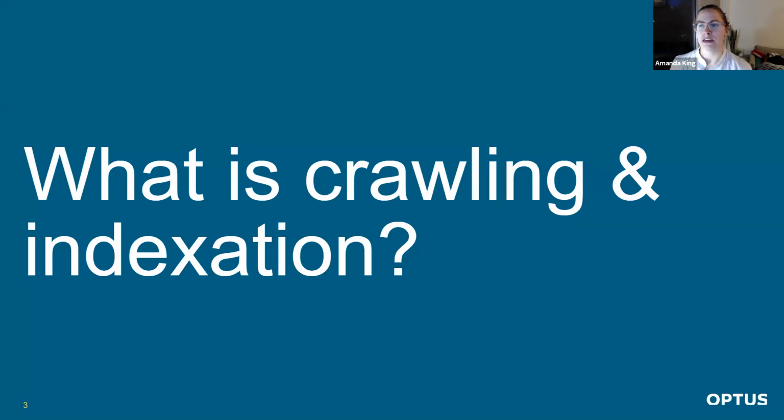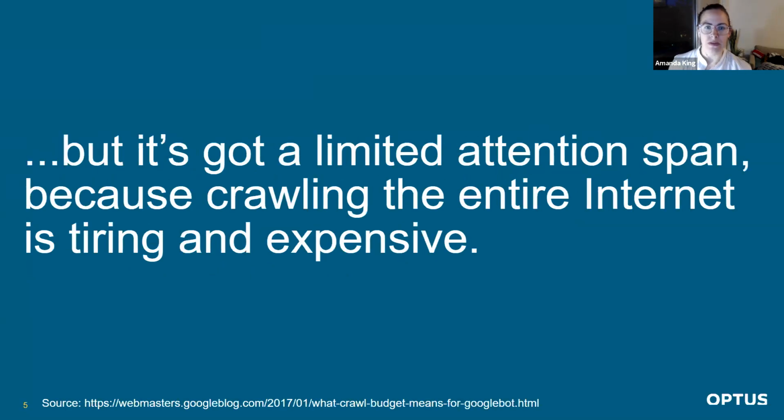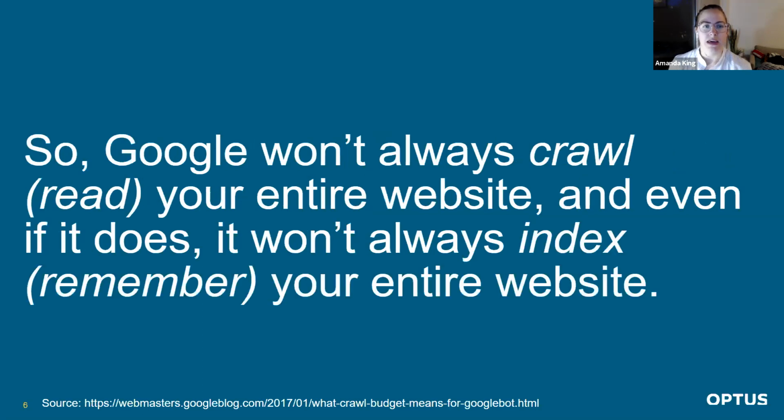So what is crawling and indexation when we talk about Google and the internet and organic demand? Basically, Google follows links on your website and other websites to see the internet all the time. It's basically like Google's library. But it has a limited attention span because crawling the entire internet is tiring and expensive. Imagine if you had to read 1 billion books a day. That's effectively what Google is doing. So Google doesn't always crawl or read your entire website, and it doesn't always remember your entire website.